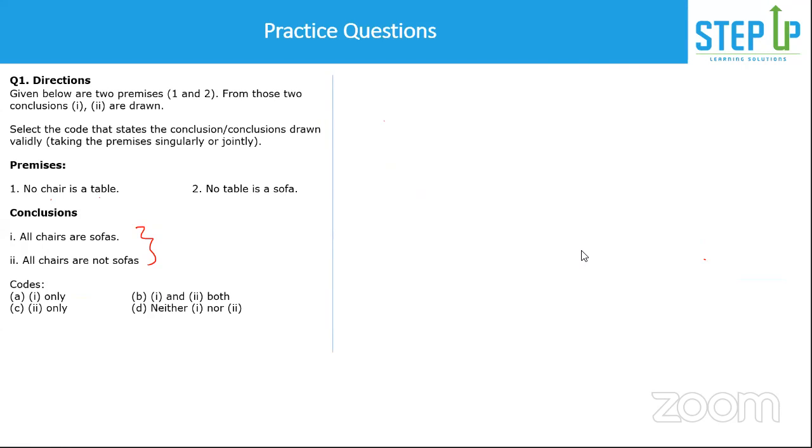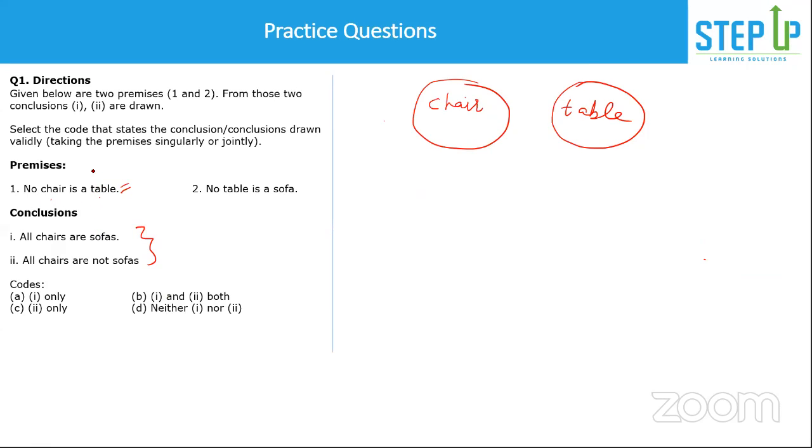Universal negative, people are saying. Excellent. That means no chair is a table. So we have to draw all the possible diagrams with this particular thing. How many diagrams are possible? It says no chair is a table. That means chair here, disjoint circle, and table, disjoint circle. This is one. Now we have to get to a conclusion.